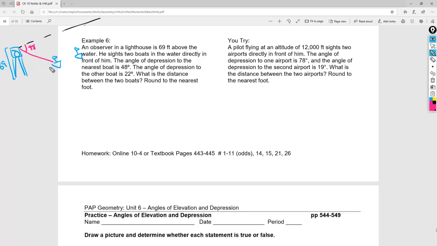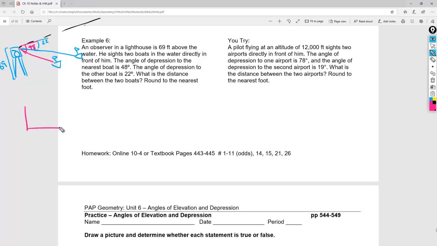On top of that, we have another angle that is going to my other boat, and that angle right here, so it's smaller, is going to be 22. So if you can picture, this angle here is 22 degrees, whereas my larger angle is 48. So this is kind of a complicated picture, so what I'm going to do is rewrite this as two triangles. Let's do our closer boat first.